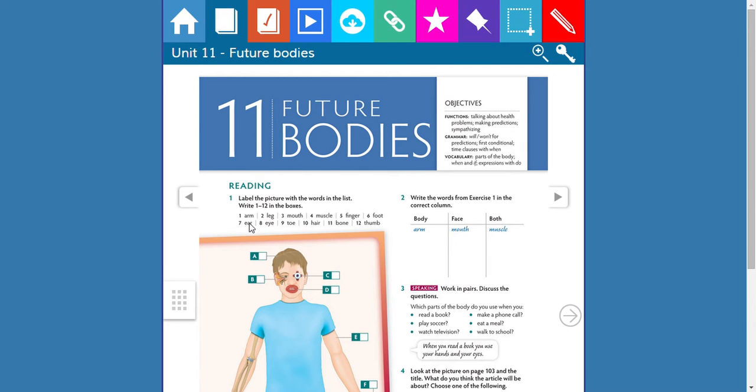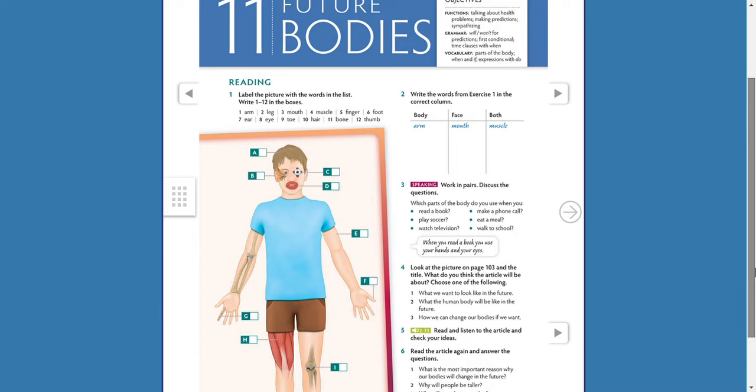Arm, leg, mouth, muscle, finger, foot, ear, eye, toe, hair, bone, thumb. Okay, the activity is this.